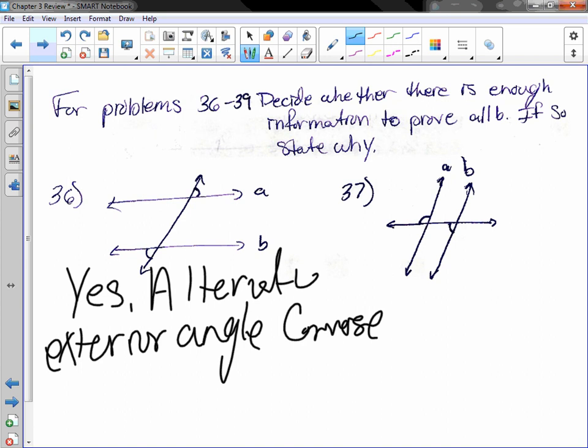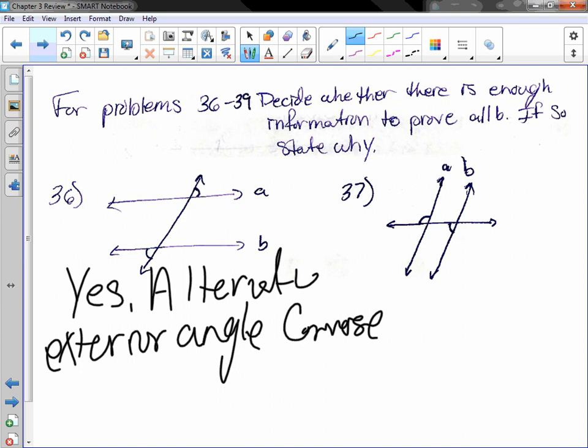For these here, we're going to be using the converses. Alternate exterior angle converse. I'm going to give you all some leniency on this here. As long as you can get the correct one, alternate exterior angles, that'd be great. I'd really like you to be able to put converse on these because that's really the theorem we're using.